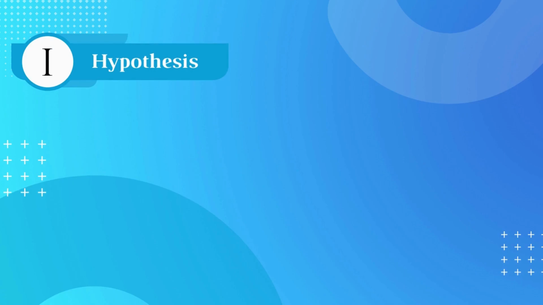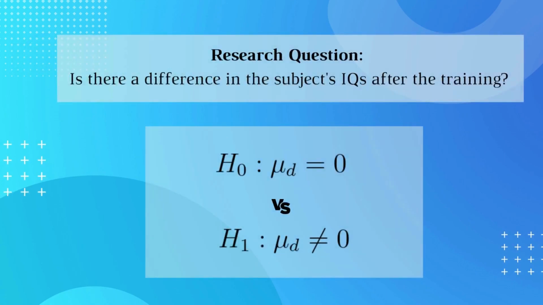of a hypothesis test. First, let's state the hypothesis. The null hypothesis states that the mean of the differences is 0, while the alternative hypothesis states that the mean of the differences is not 0, and therefore there is evidence that there is a difference in the subjects' IQs before and after training.